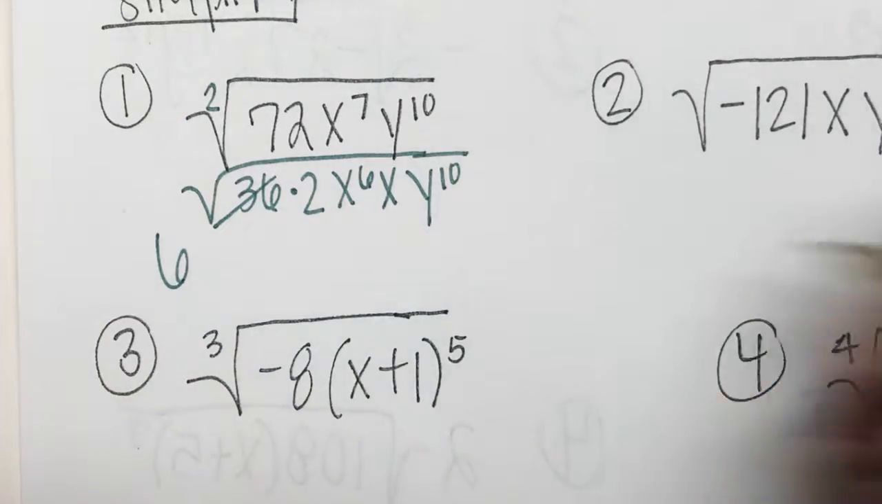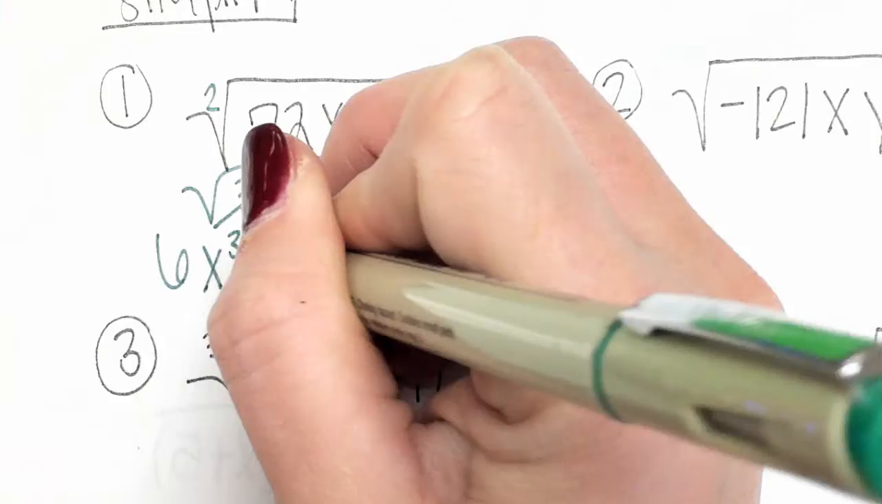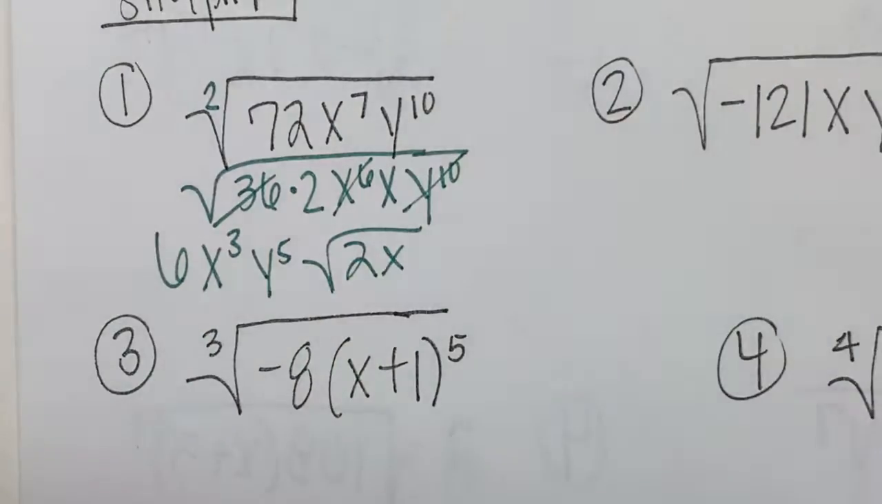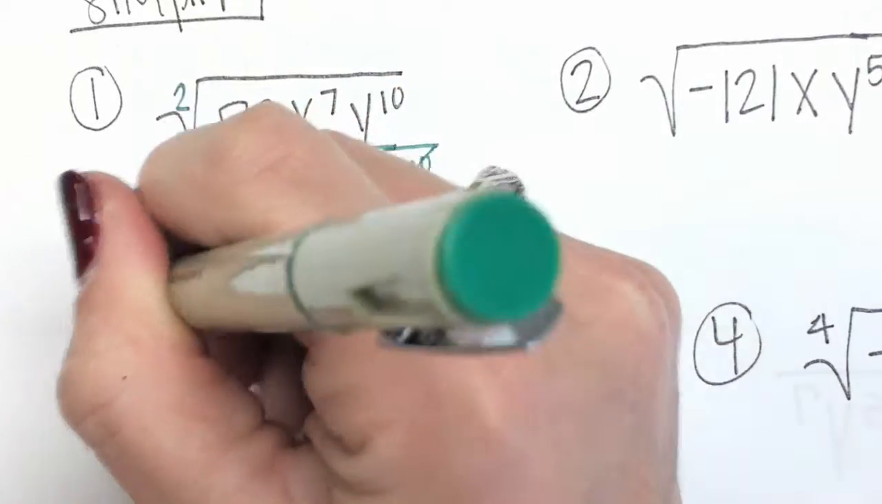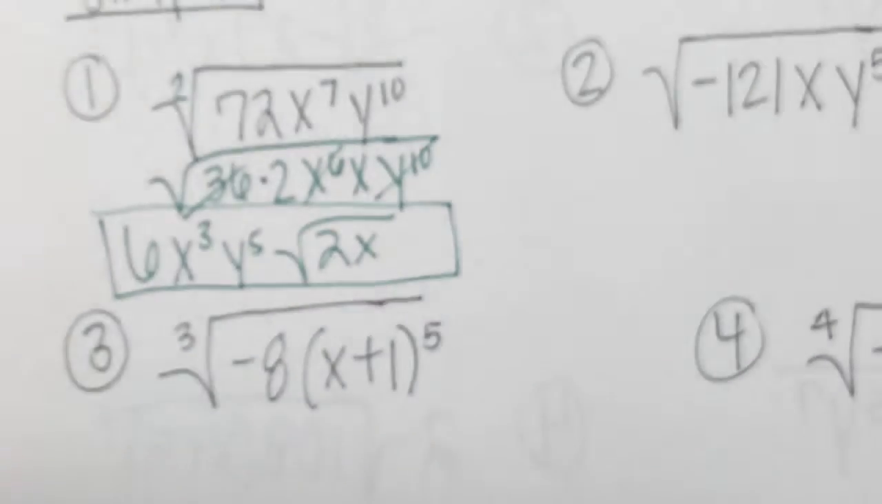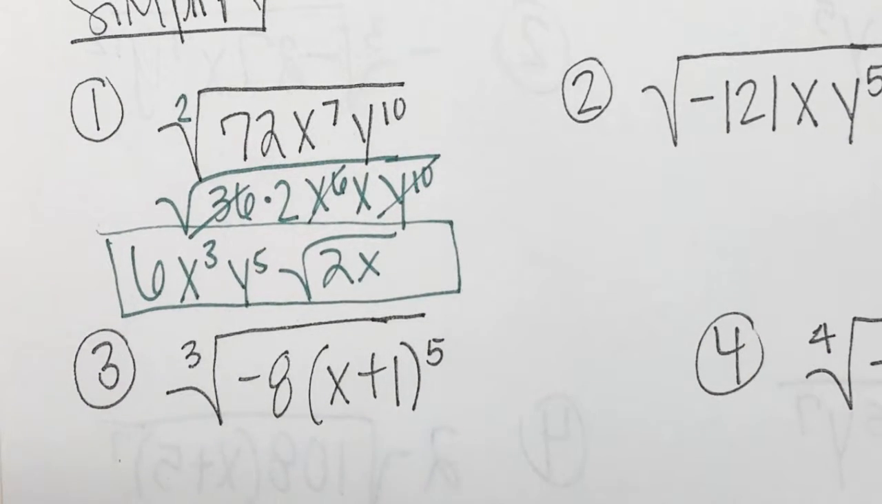Next. Good. X to the 3rd. Y to the 5th. What's underneath the radical? Perfect. Those you're very good at because it's a square root and it's familiar. That's why I'm skipping this one for you to do on your own and moving to number 3 where it has a cube root. Okay. Questions about that one?